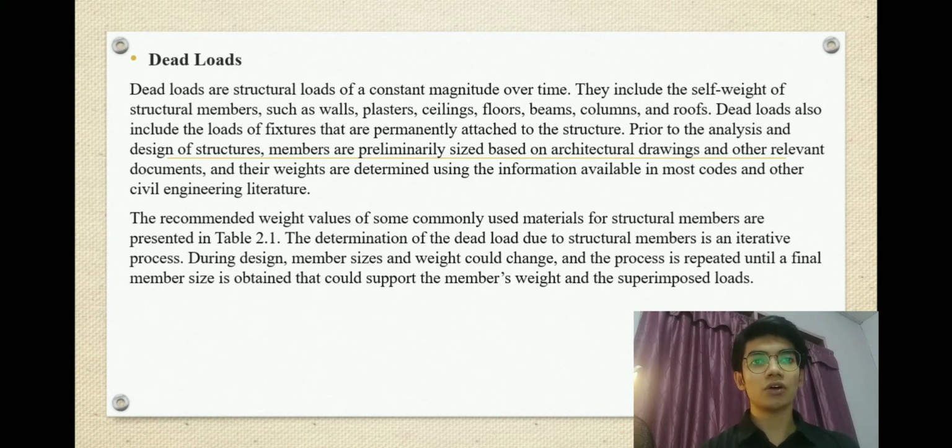The determination of the dead load due to structural members is an iterative process during design. Member size and weight could change, and the process is repeated until the final member size is obtained that could support the member's weight and the superimposed load.